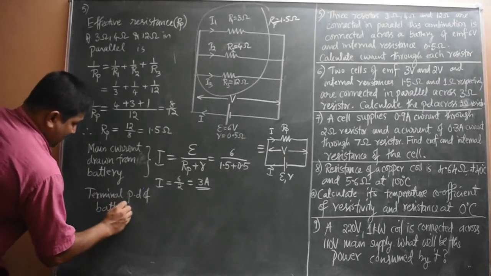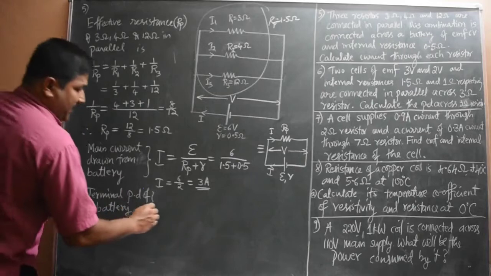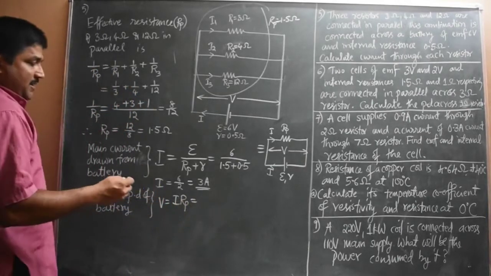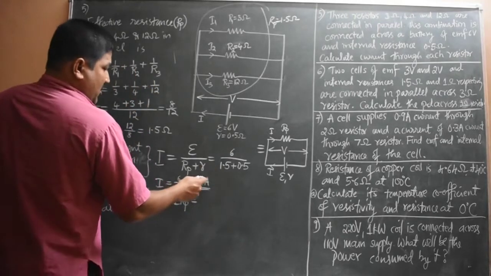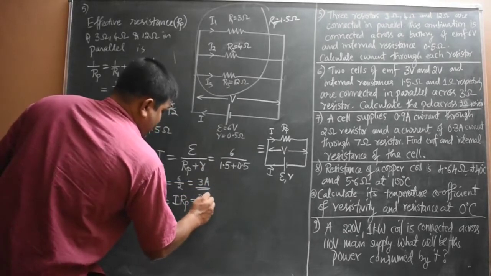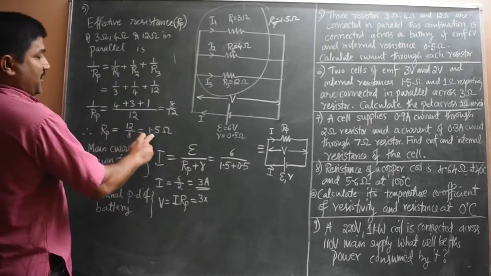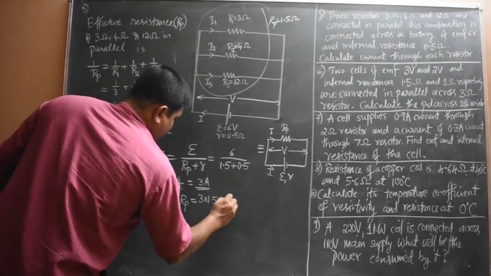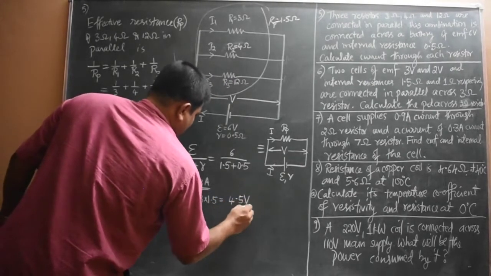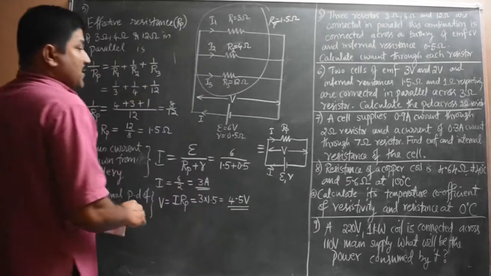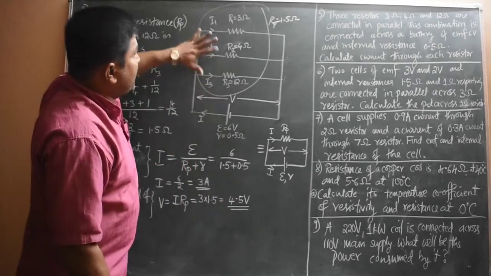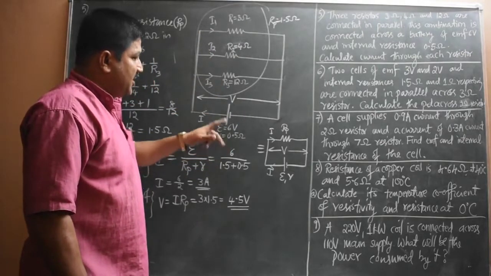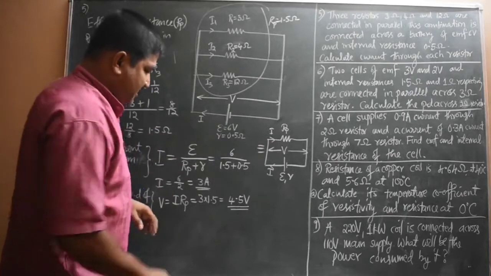So the terminal PD of the battery is V equal to I into Rp. The current drawn from the cell or battery is 3, and Rp, the effective resistance of the parallel combination, is 1.5. So this is equal to 4.5 volt. This is the terminal PD. Out of 6 volt, 4.5 volt is outside and 1.5 volt potential is dropped in the cell itself because of the internal resistance.